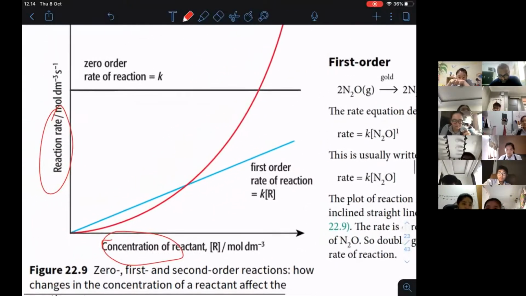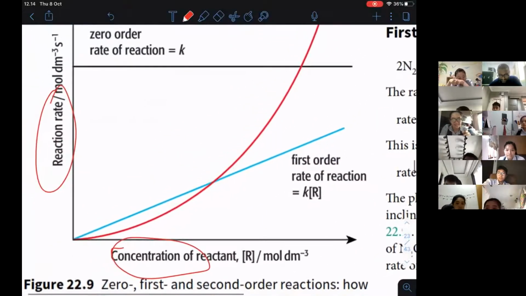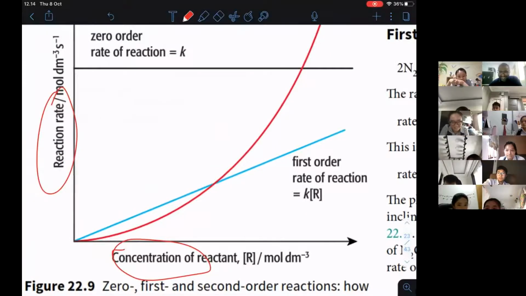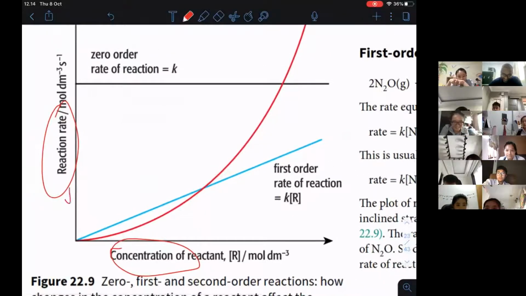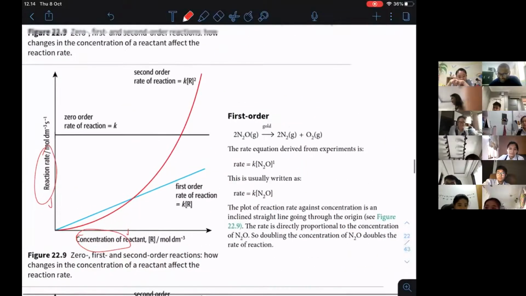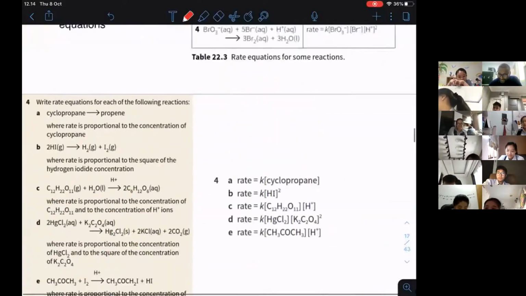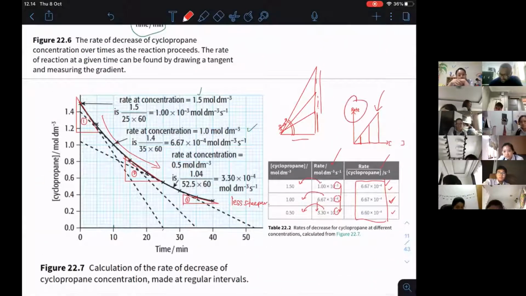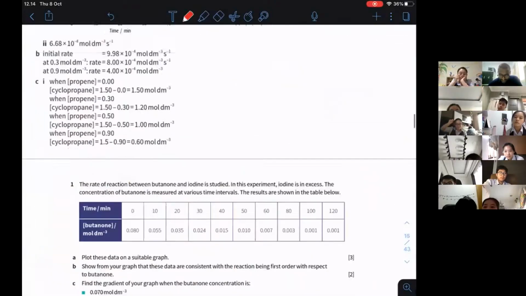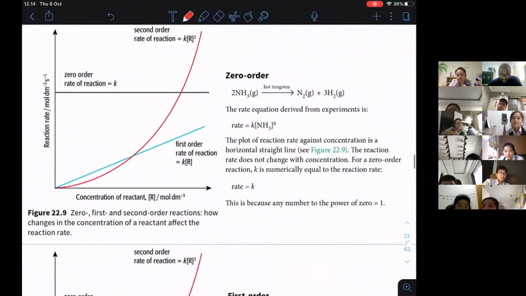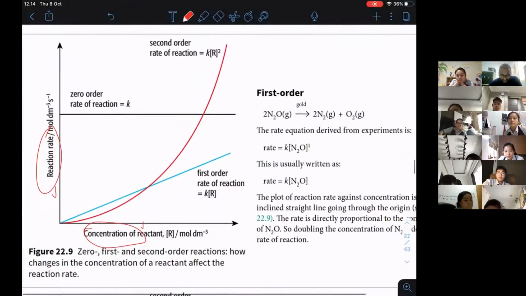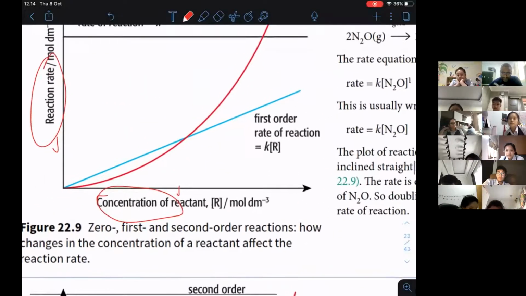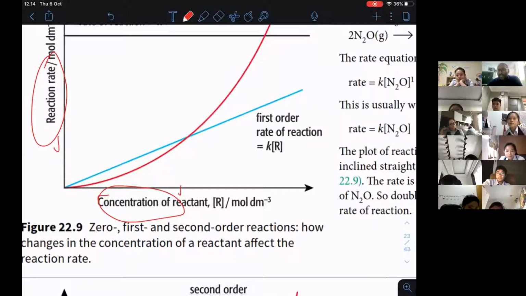What color? Didn't we study the red and blue? Rate, concentration, yeah. So I'll just go back again. It's rate and concentration. So which one did we study? Rate divided by concentration. Okay, let's focus here. Rate and concentration. So which one did we just study? This one, the blue line.